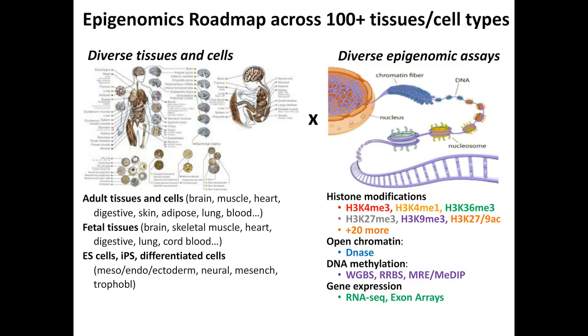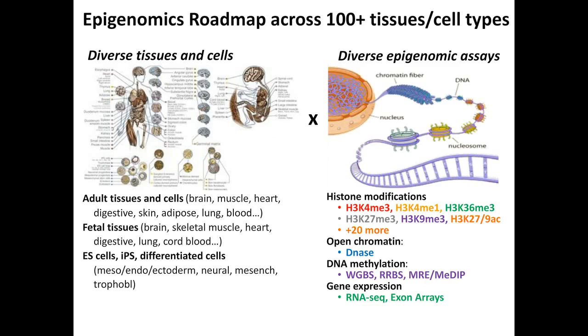So what are these marks? These marks are chemical modifications that happen on the histone proteins that DNA is wrapped around, but also the accessibility of DNA and modifications that happen directly on the CpG dinucleotides of the genome, known as methylation marks.